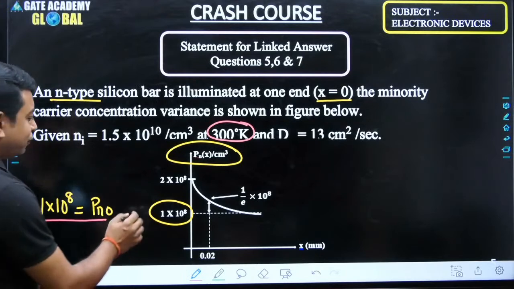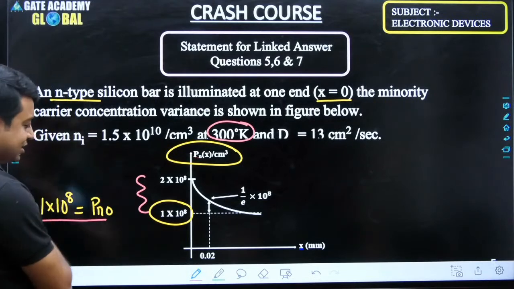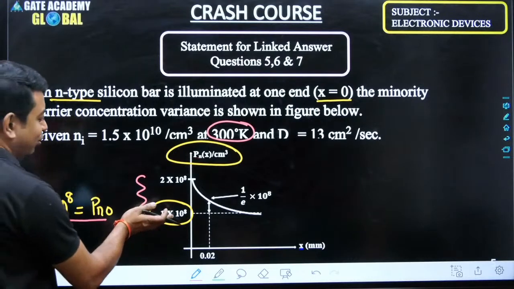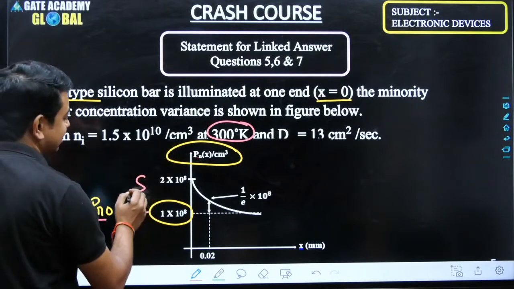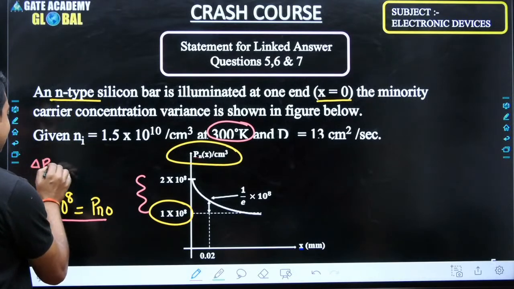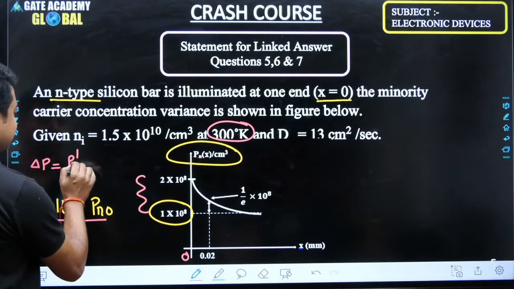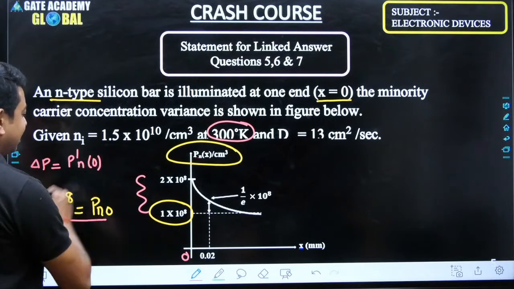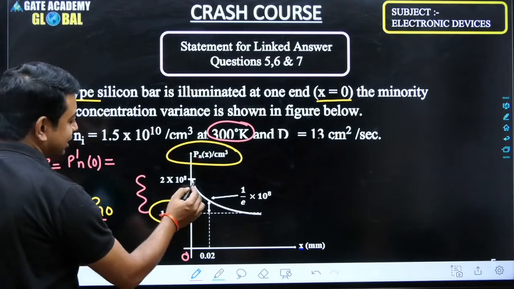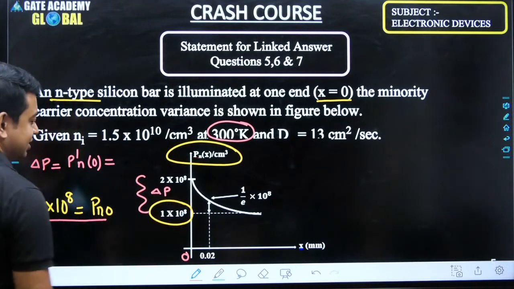If it is placed at 300 Kelvin, then we have this concentration, which is not changing with respect to distance. From here to here, this particular part is the initially present minority carrier concentration, generated because of the temperature of 300 Kelvin. Now some more charge carriers have been generated. The charge carriers generated can be found using delta P at distance 0. This can be written as P dash n of 0, and it can be found by taking the difference between these two, because only this part is delta P. From here to here, this is the initial concentration, and this is the excess concentration.